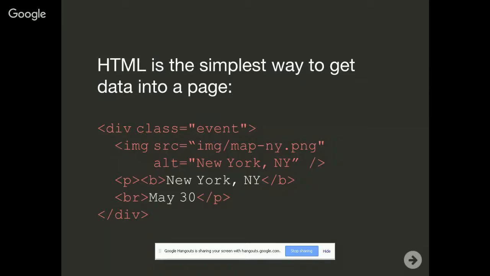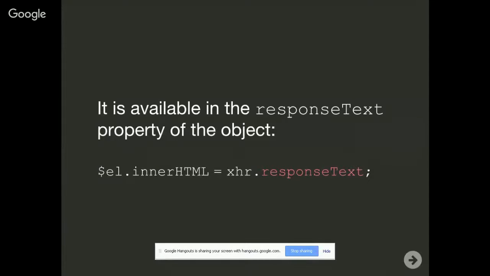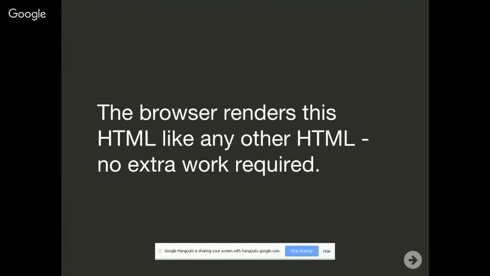So this would be one example. And then how would you get it? Well, the XHR, the XML HTTP request object I showed you earlier, has a responseText property, and you can get the response through this object and store it within an element in the HTML. So that's pretty easy to do, and no extra work required. You can only do this on the same server. So that's a big concern: you can't do cross-server data if you're using HTML.